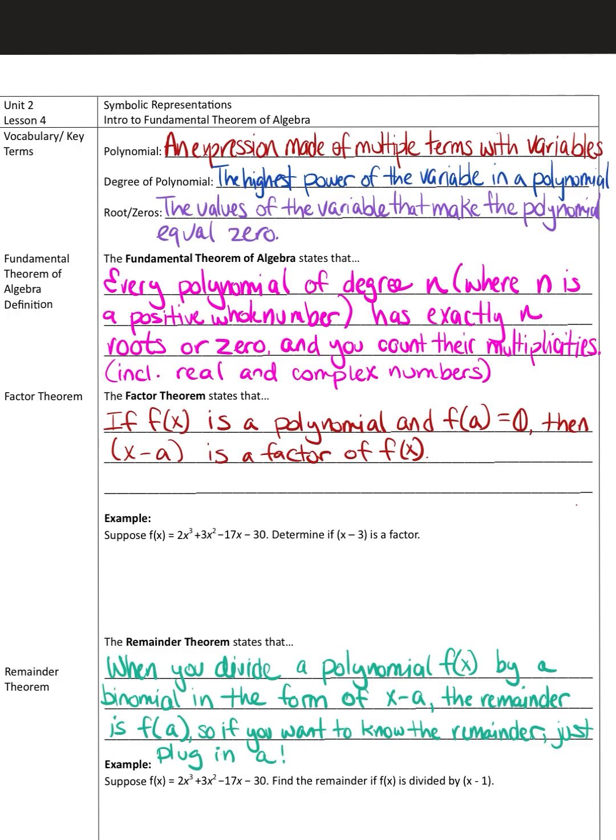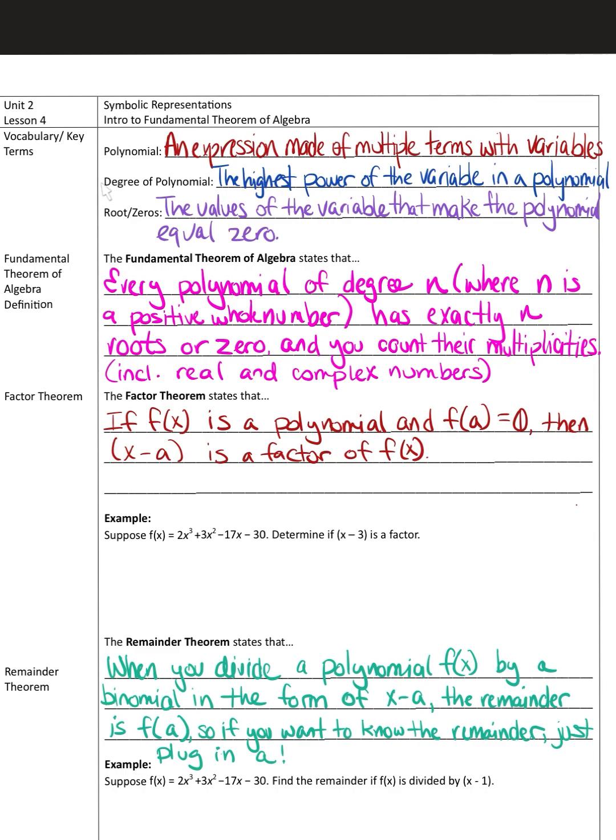The first one is a polynomial. That's an expression made up of multiple terms and variables. So when you have an equation like f of x equals 2x cubed plus 5x squared minus 3x plus 27, that's going to be a polynomial. It's going to be made up of terms, variables, and there may also be some constants there.